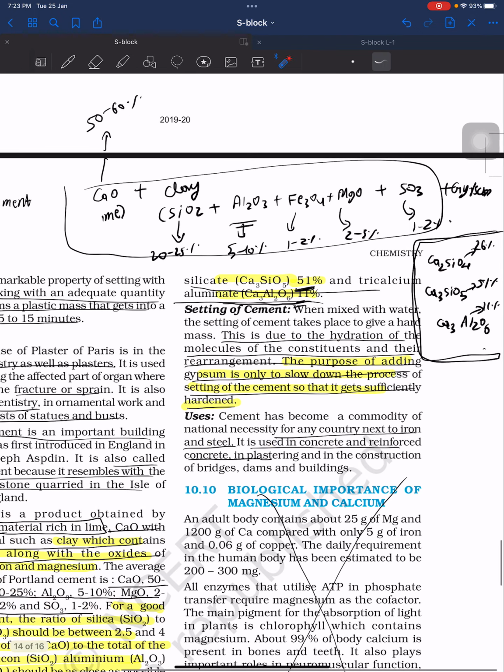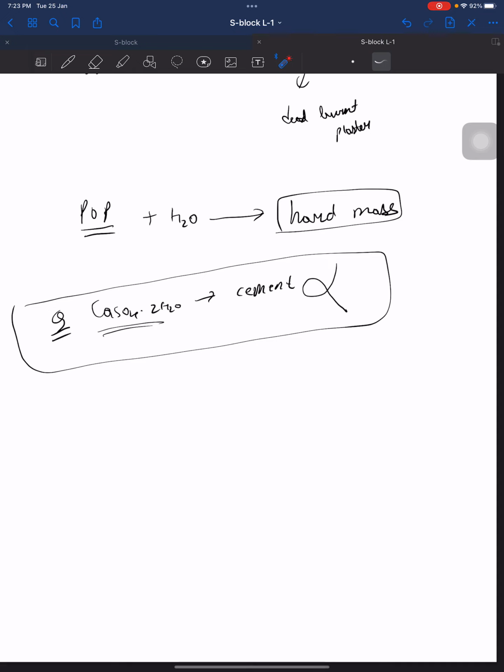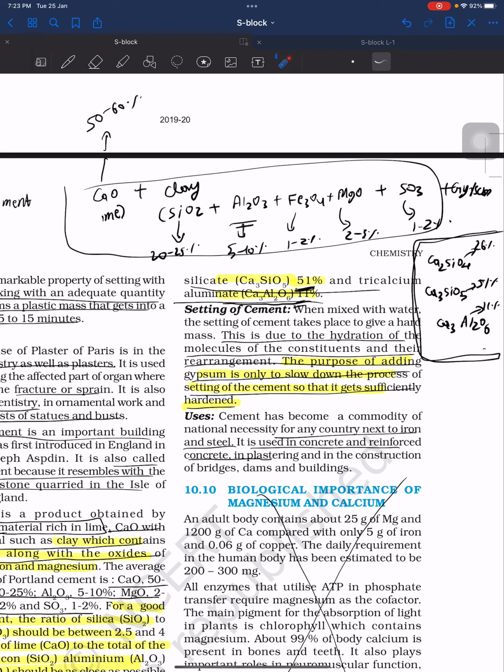Now, the last topic is the setting of cement basically. When mixed with water, the setting of cement takes place to give a hard mass. As we know, the cement's property is such that when it reacts with water, it gives a hard mass, like plaster of Paris does. So this is the property that is useful in cement and makes it one of the most valuable compounds for human beings basically. Okay, this is due to the hydration of the molecules of the constituents and their rearrangement.